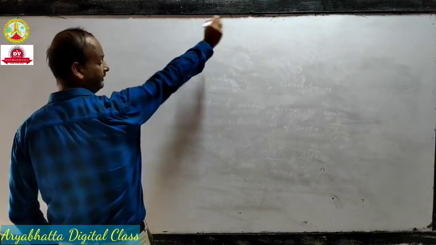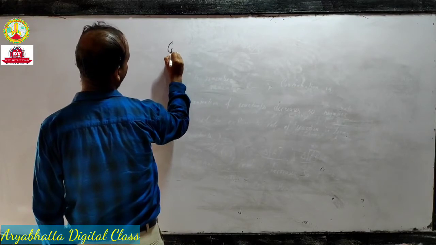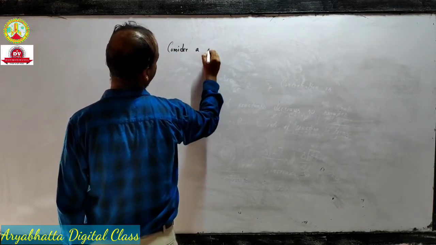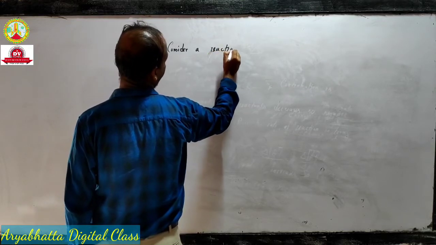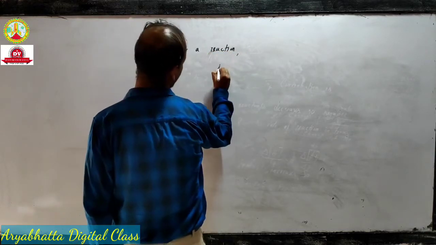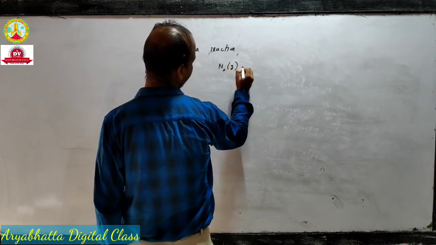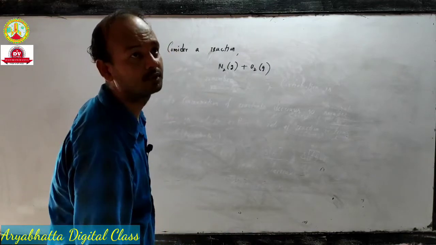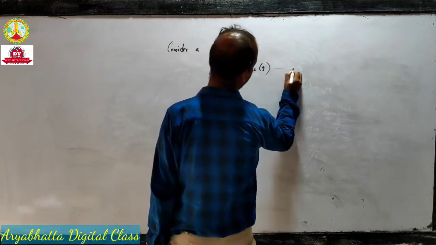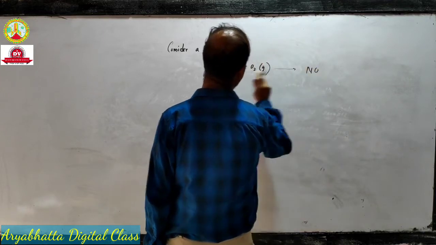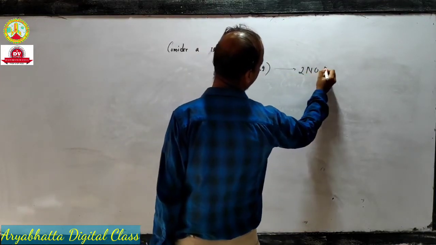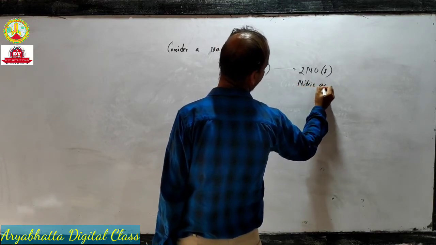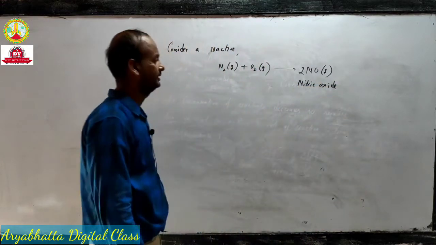Now let's see, all of you, see very carefully. Consider a reaction. Suppose this is the reaction. Nitrogen in gaseous form reacts with oxygen. So what will the product be? When nitrogen reacts with oxygen, the product will be nitric oxide. After balancing, a 2 will come here. So this is nitric oxide. Finish?